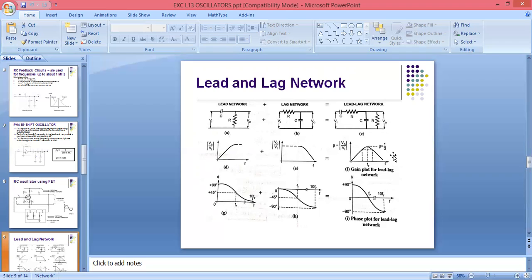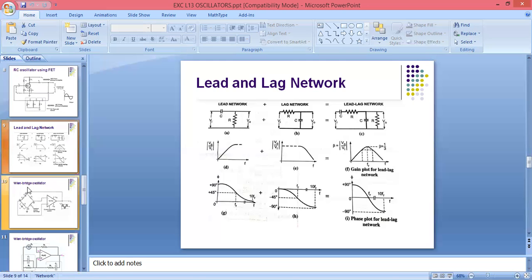In a lag network, the value of beta decreases, the value of gain decreases. And in a lead network, the value of the gain increases with an increase in frequency. This is the graph for the lag and lead-lag network.